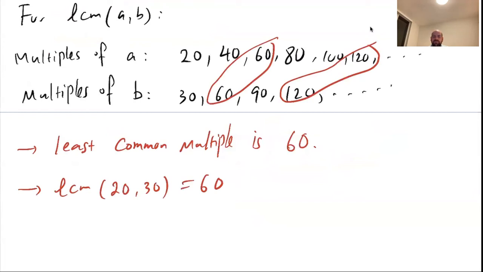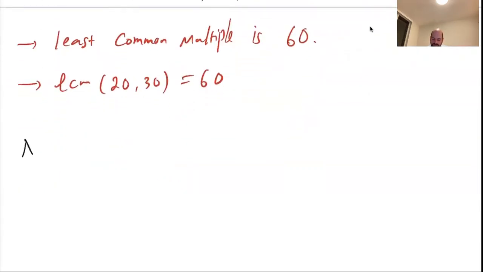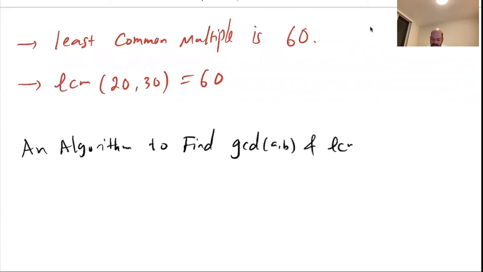All right, so in this one, we could find GCD and LCM because the numbers were small, and we could find them by just investigation. But can we find a recipe or a general algorithm to find GCD of A and B and LCM of A and B in the general case?